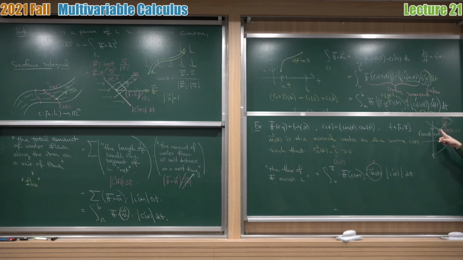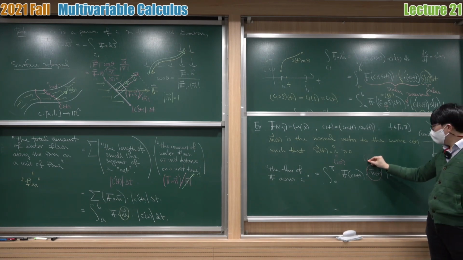So n is a normal vector to the tangent line at the point cosine t, sine t. But I already gave you the answer here. When I take cosine t, sine t as a vector from the origin to the point here, it's automatically normal to the tangent line at the point cosine t, sine t. And this cosine t, sine t as a vector also has norm 1. So I can use n(t) as this one.